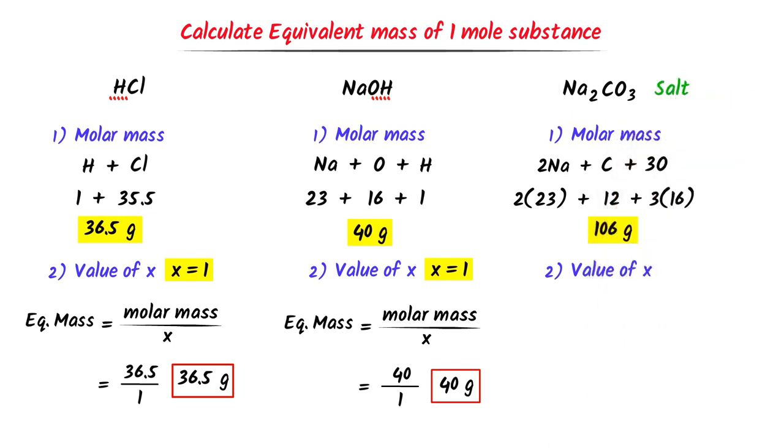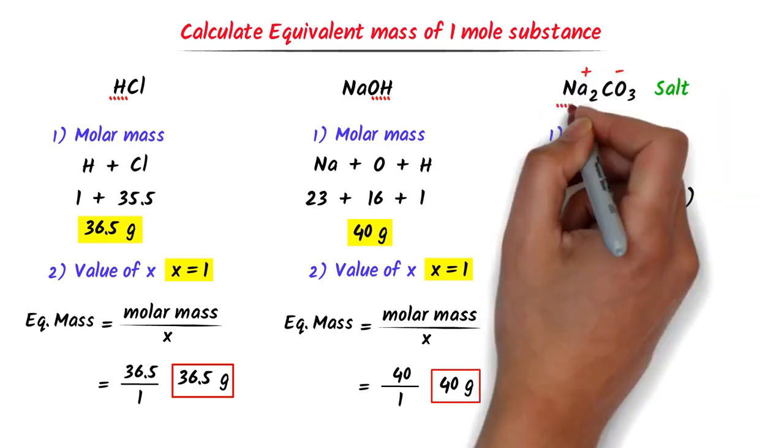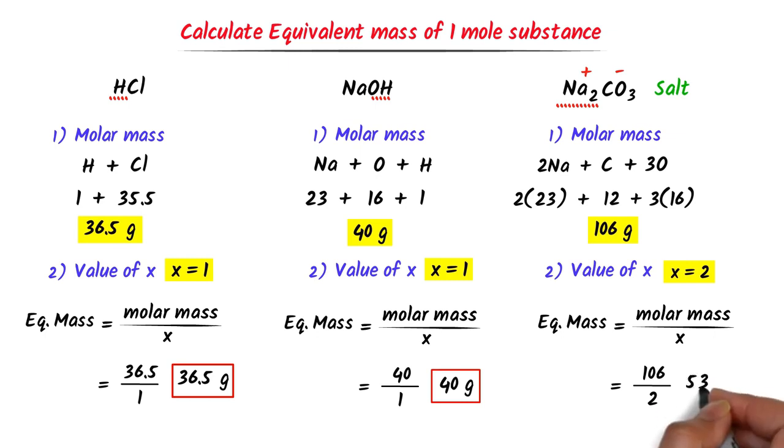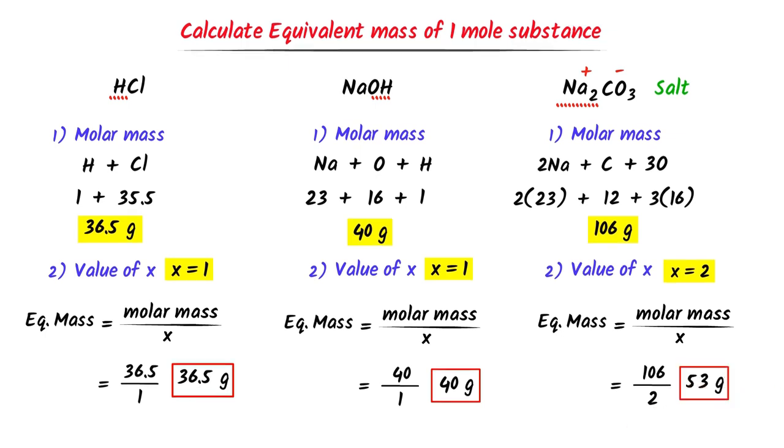In case of salt, we consider positive ions. We know that the positive ion is sodium. There are 2 atoms of sodium, so the value of X is 2. The formula of equivalent mass is molar mass upon X, or 106 upon 2, I get 53 gram equivalent. So the equivalent mass of sodium carbonate is 53 gram. Thus by this way, we can calculate the equivalent mass of a molecule.